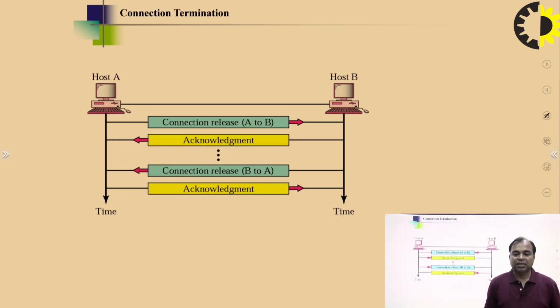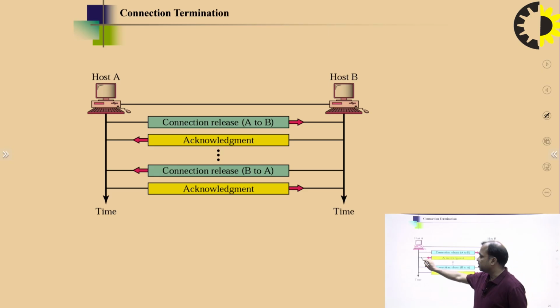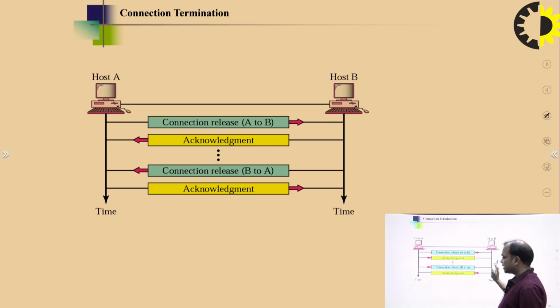Now, if the process wants to terminate the connection, there is another procedure. Host A sends a connection release message to host B, and host B acknowledges the connection release. Again host B sends a connection release message from B to A, and an acknowledgement is sent from A that you can disconnect. This is the responsibility of connection termination. So this is all about the TCP process, how data is connected and a connection is established.